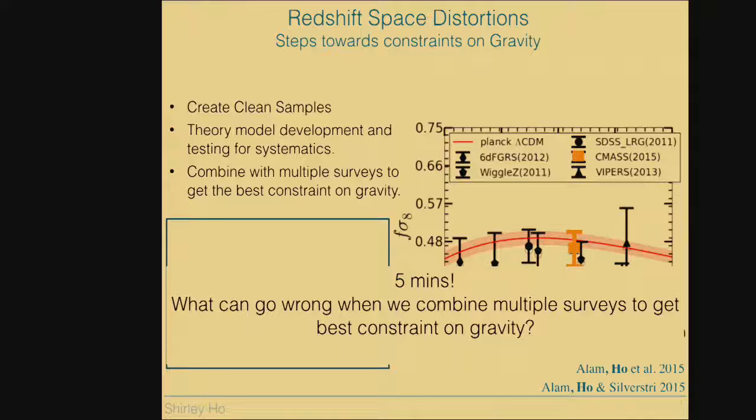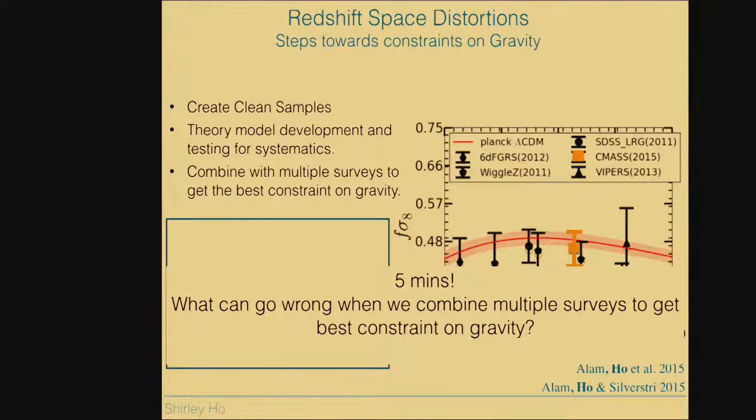You want to combine multiple surveys because you test multiple redshift ranges. Remember, we talked about the growth rate as a function of redshift and scale, which will help you tell whether GR is correct. You want multiple redshifts because most surveys only give you one or two redshift bins. So what can go wrong when we combine multiple surveys to get the best constraint on gravity? Suggestions? If someone has the answer, raise your hands now.